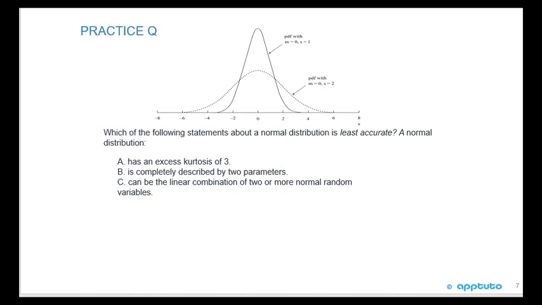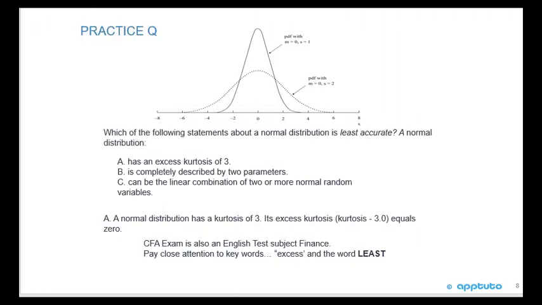So we're finishing this LOS with a practice question. Which of the following statements about a normal distribution is least accurate? A normal distribution A has an excess kurtosis of 3, B is completely described by 2 parameters, or C can be the linear combination of 2 or more normal random variables.